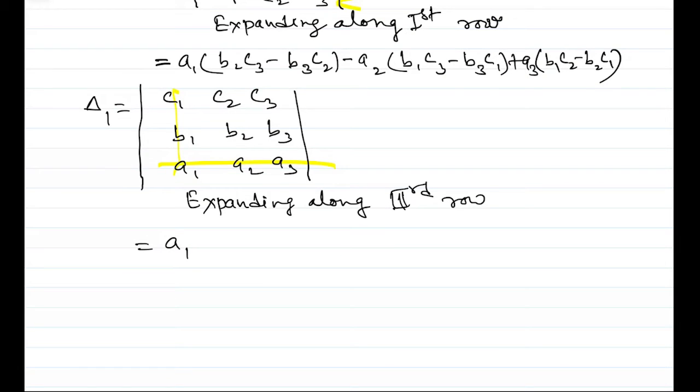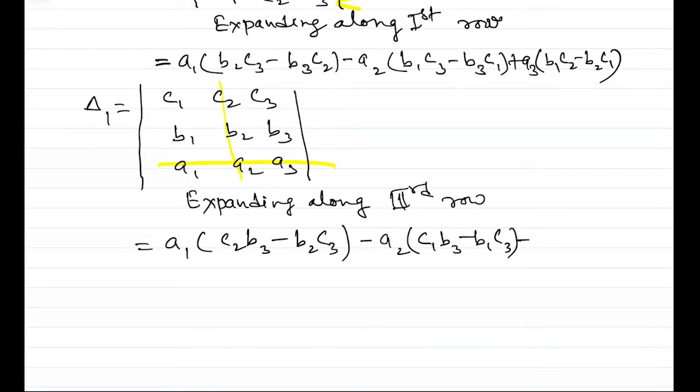A1 into B3 C2 or C2 B3 minus B2 C3, minus A2 into, since third row, second column, the sum is an odd number, C1 B3 minus B1 C3, plus A3 into C1 B2 minus B1 C2.